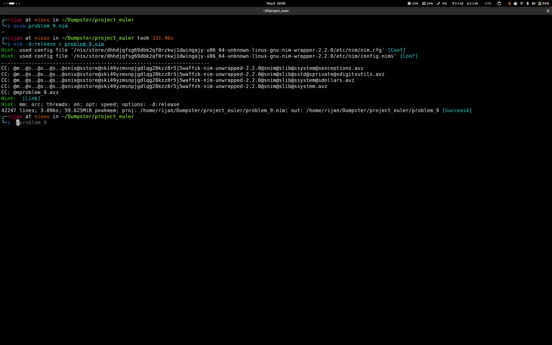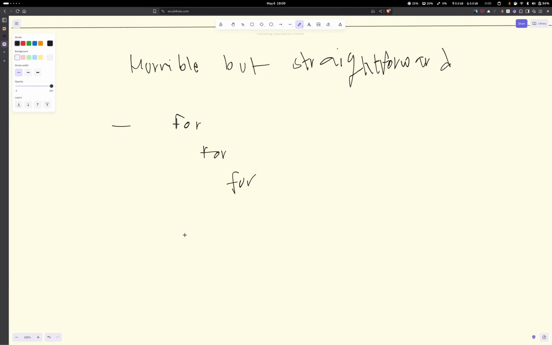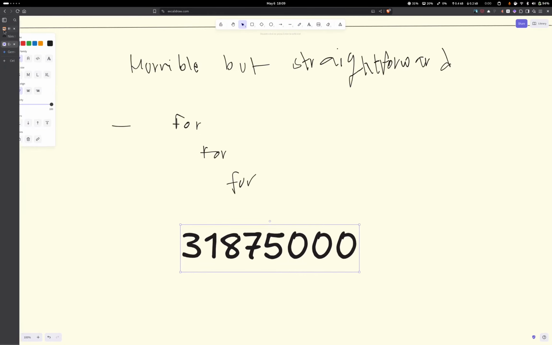Nim. Did that work out? Okay, so problem 9. Ooh. 200, 375, 425, 3187500. So the three numbers are 200, 375, 425. That's kind of interesting. Huh. It did that twice. I messed something up. It should have done that only once, but the numbers are the same. So it wants the product. So let's see. And that's what our program generated.